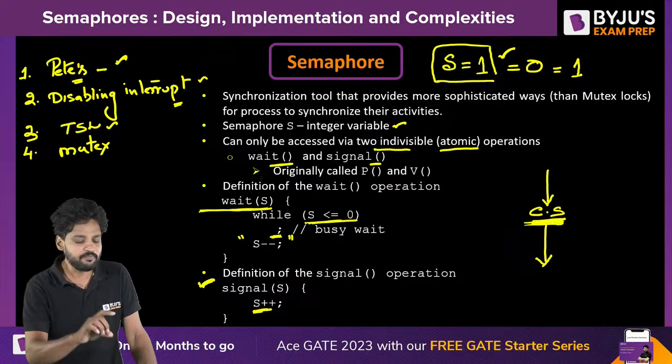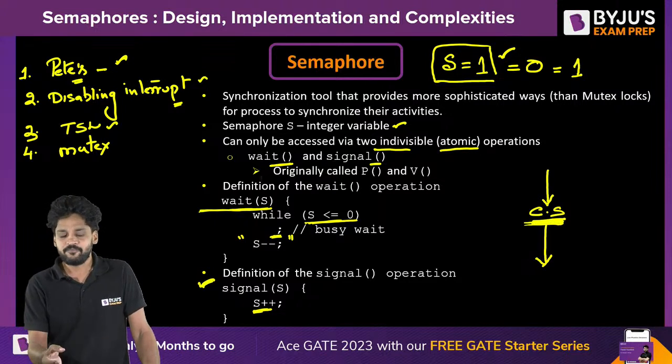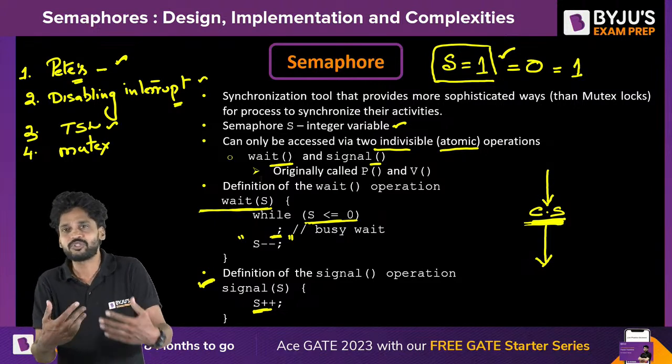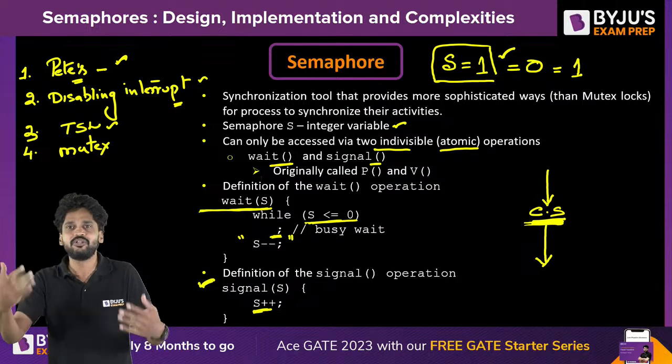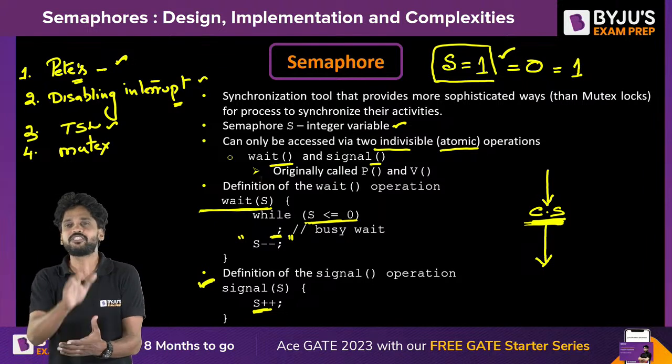This is a very simple definition of the semaphore. Understanding the simple definition of the semaphore, we won't have any trouble whatsoever. We'll be able to understand the solution, rather the wait and signal operations, very easily.